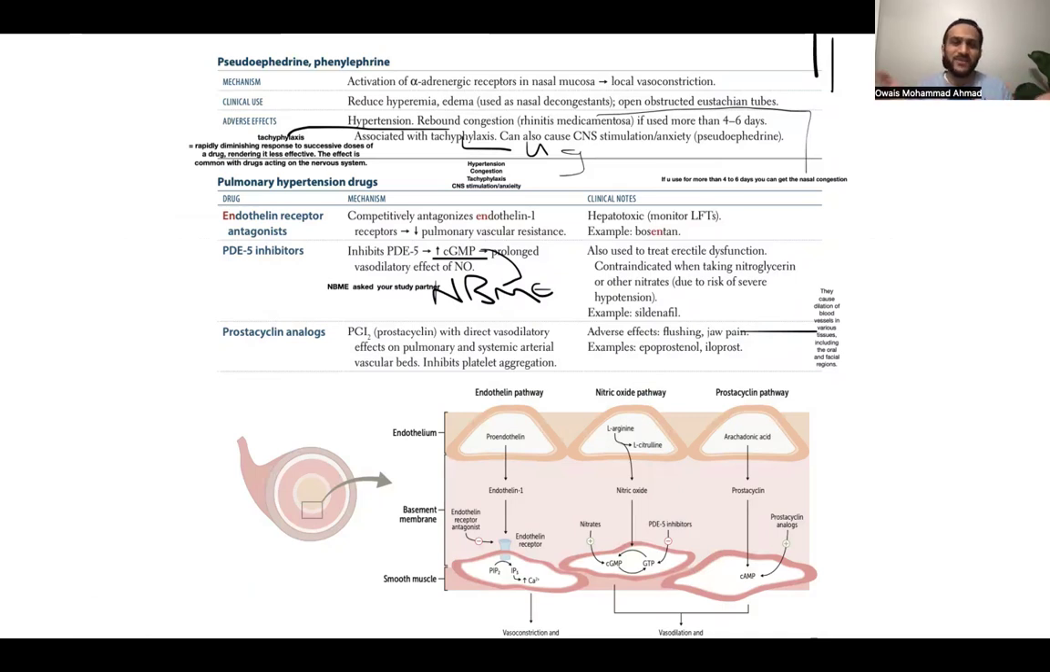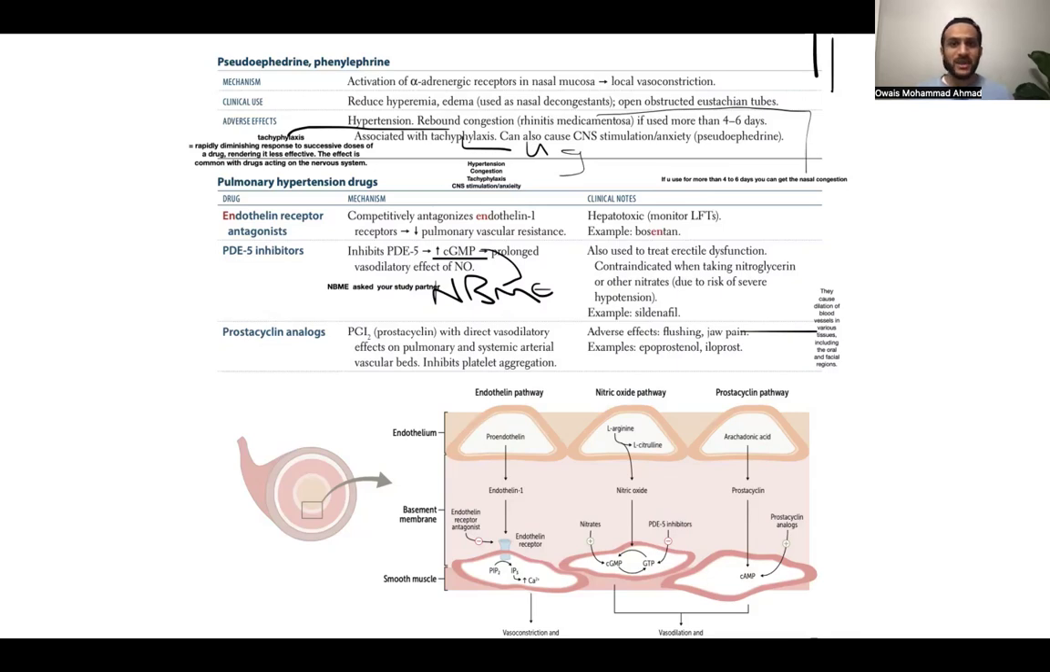Tachy means fast, phylaxis means protection. What does it mean? It means a rapidly diminishing response to successive doses of a drug, rendering it less effective. The effect is common with drugs acting on the nervous system. You can also see CNS stimulation and anxiety with pseudoephedrine. So that's going to be seen over here. Rapidly diminished response to successive doses of a drug, rendering it less effective. This effect is common with drugs acting on the nervous system.